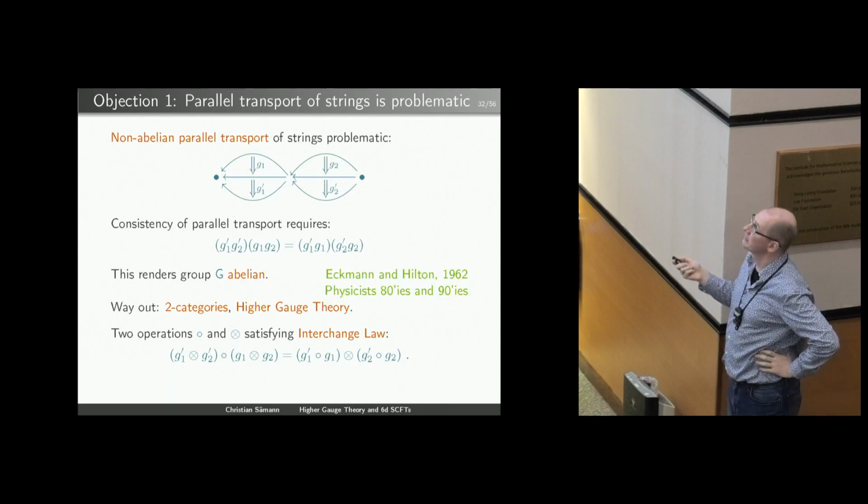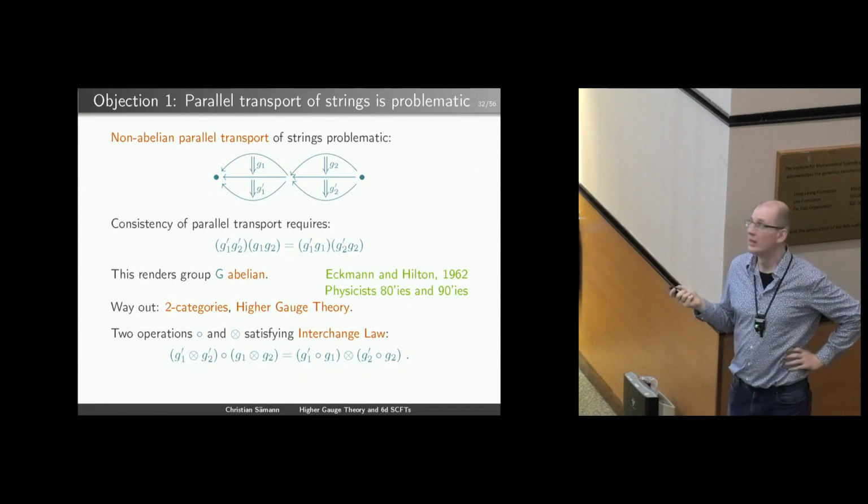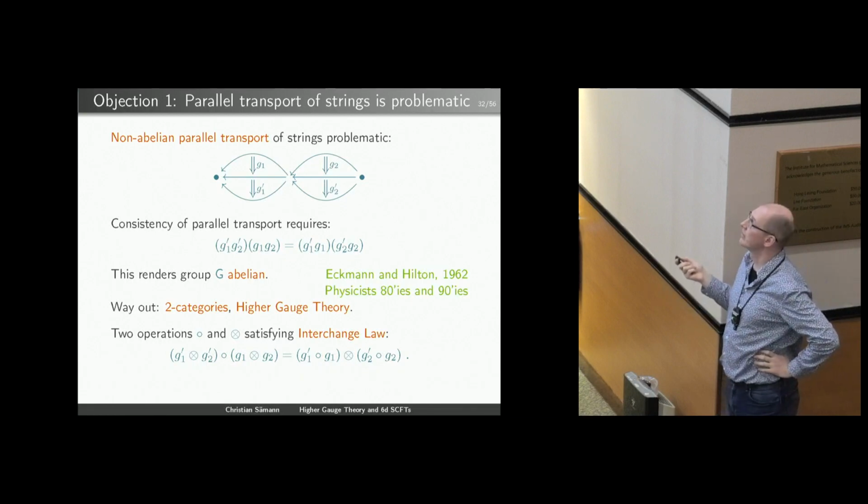And now if you assume that these are just groups, then you get this equation. And this is a very old equation that has been studied by Eckmann and Hilton in '62, and it just tells you that this group G has to be abelian, right? And this has been rediscovered quite a few times by physicists in the 80s and 90s, that if you have such a parallel transport, then the parallel transport should be abelian. Now, what's the way out?